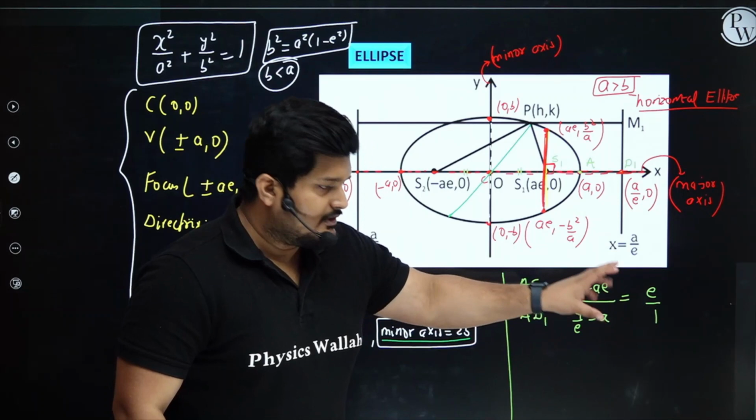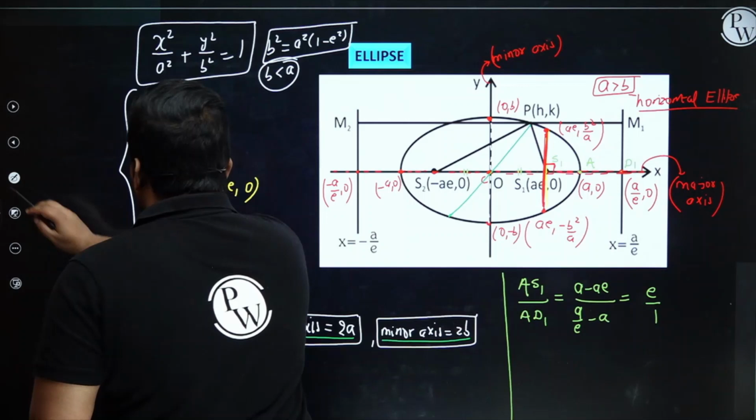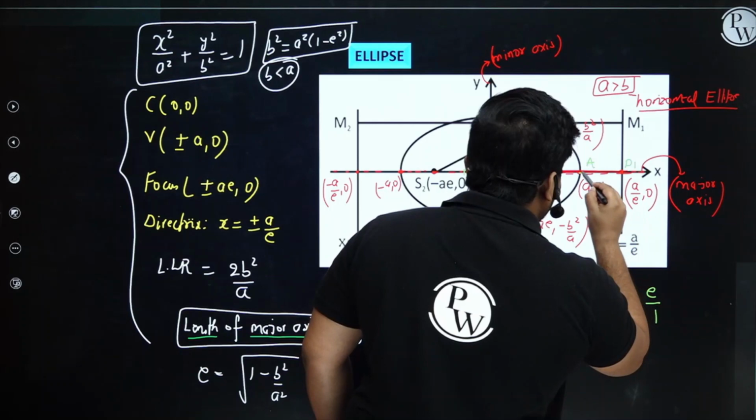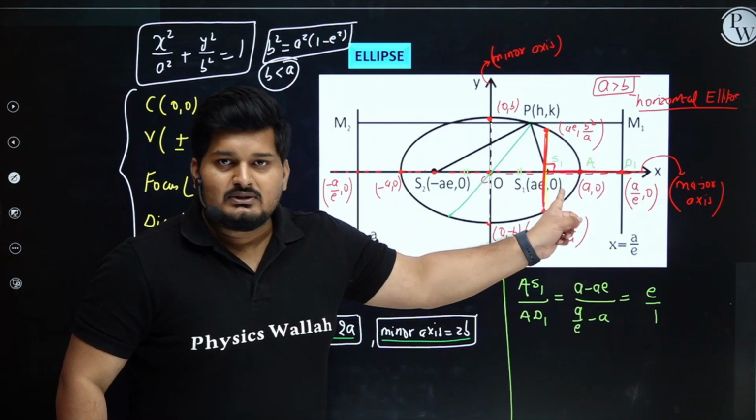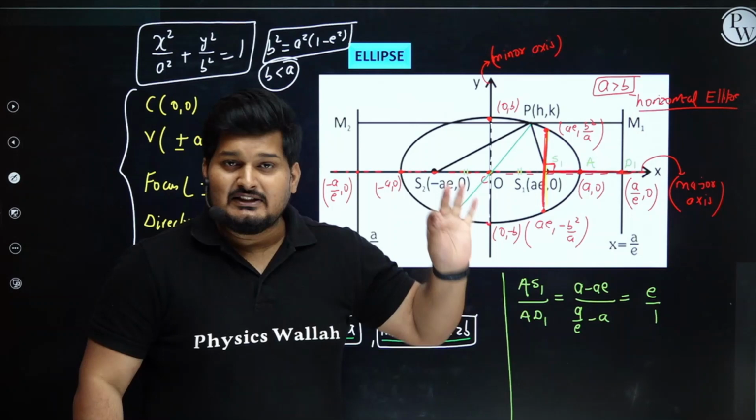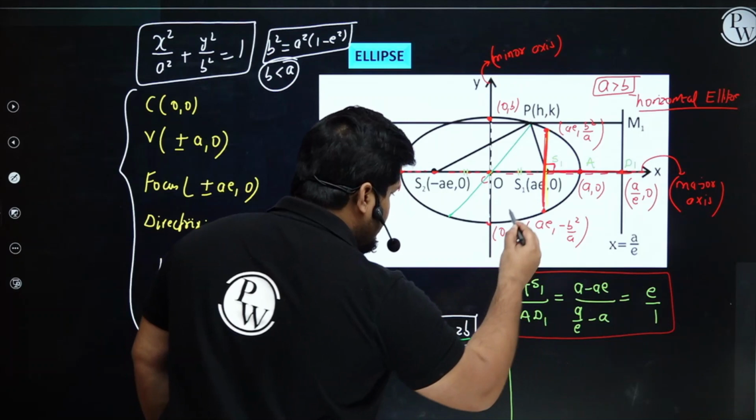So can I say that the vertex is dividing the line joining the focus and the foot of the directrix, corresponding focus and foot of directrix, internally in the ratio e:1? Right, this is the important information. This will help you in finding out, sometimes, the equation of an ellipse. Okay, so this equation is important.